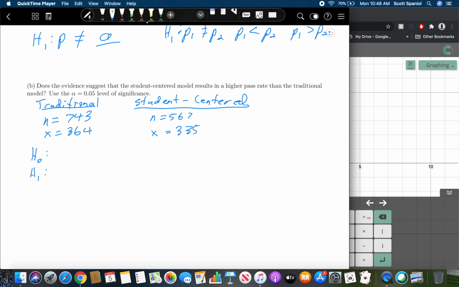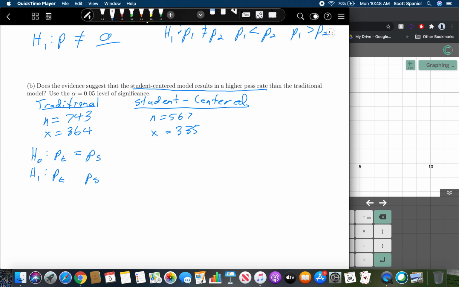And one option is going to be that they're equal to each other. So we could have the proportion that passed of the traditional, so P sub T, equal to the proportion that passed the student-centered. And then for the alternative, one option is they're equal. For the other hypothesis, we want to put the one we think happened. So in this case, it says, does evidence suggest that the student-centered model results in higher pass rate?